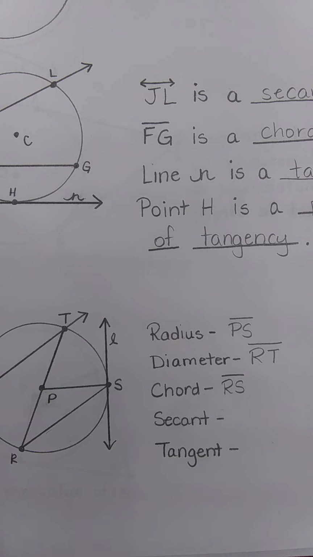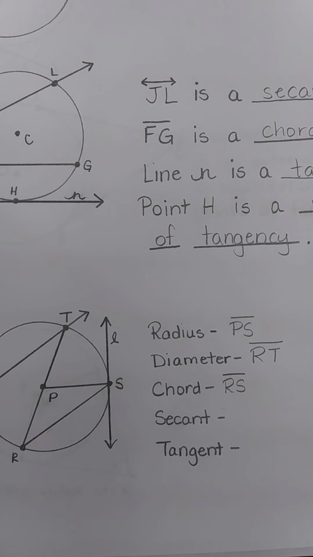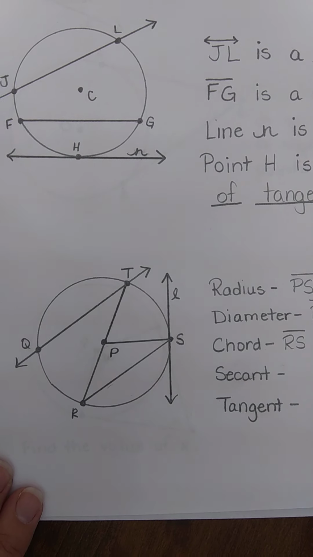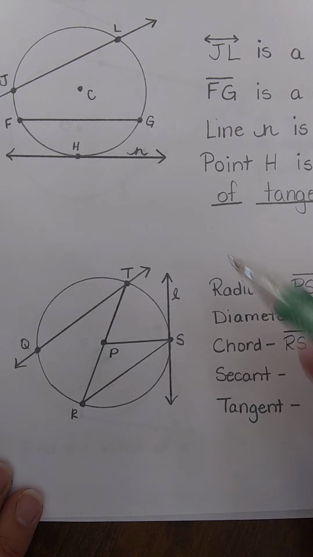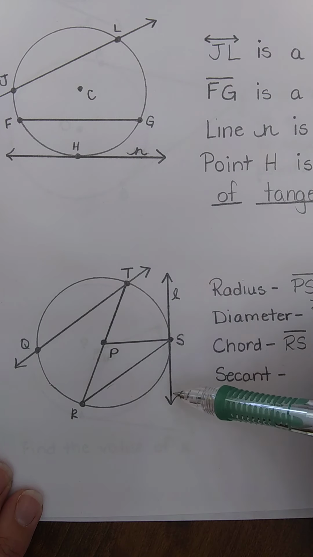Now the secant, remember, cuts through the circle but keeps going. So when we look at our diagram, through the circle but keeps going, we're looking for arrows. So this one has arrows, but it doesn't go through the circle.